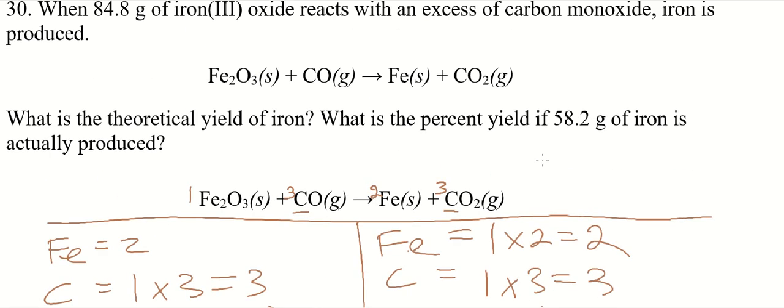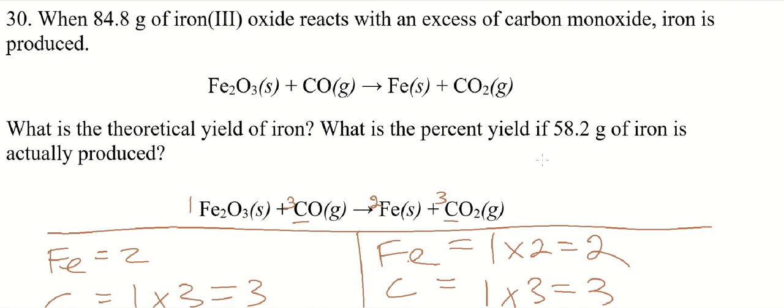All right, let's answer this question. We got 84.8 grams of iron 3 oxide. It's going to react with excess carbon monoxide. That means there's more than enough, so we don't have to worry about the carbon monoxide. Although if you're around it, you should worry about it, but not in this stoich problem, because there's more than enough of that. So it's already telling you the limiting reagent, or limiting reactant, is the iron oxide.